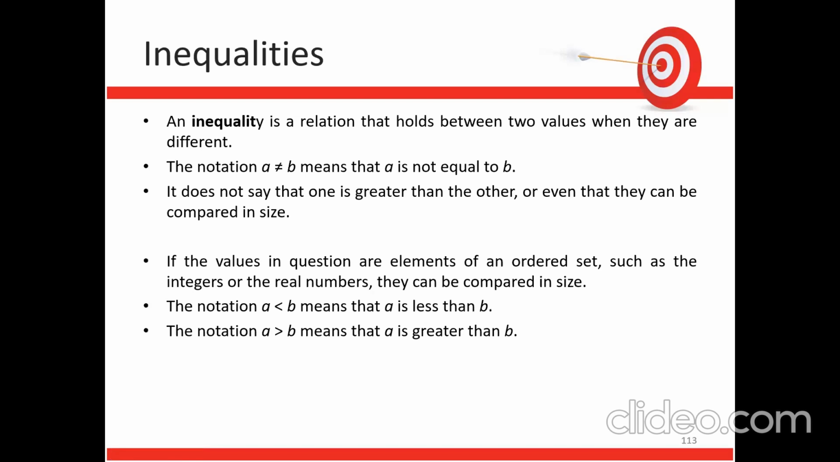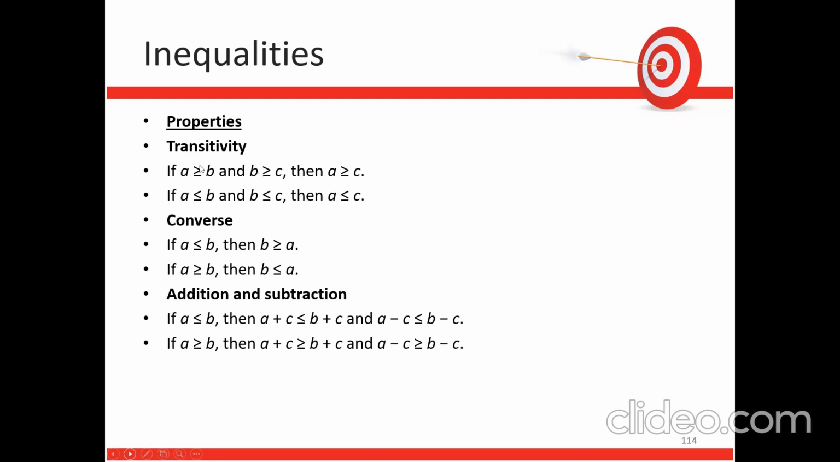If the values in question are elements of an ordered set, such as the integers or real numbers, they can be compared in size. The notation A less than B means that A is less than B. Okay? And this one is A is greater than B. Those are the symbols. Properties, transitivity.